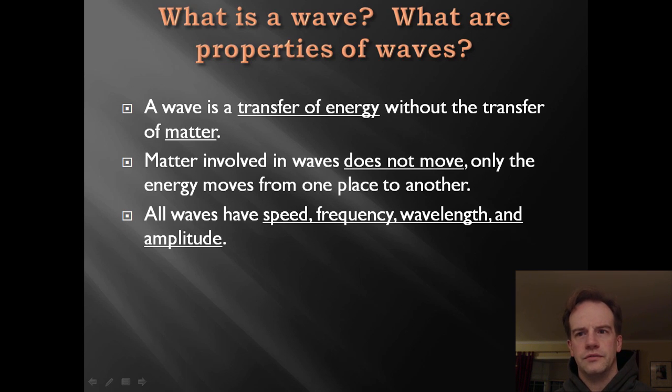What is a wave? And what are properties of waves? Well, a wave is a transfer of energy without the transfer of matter. So it's energy moving from place to place. Matter involved in waves does not move. Only the energy moves from one place to another. All waves, though, have speed, frequency, wavelength, and amplitude.